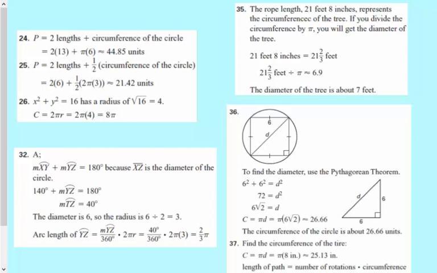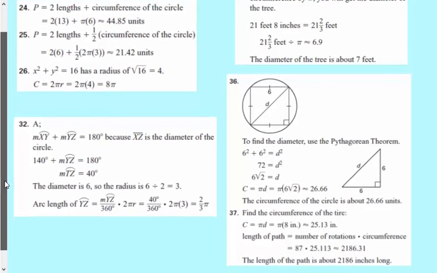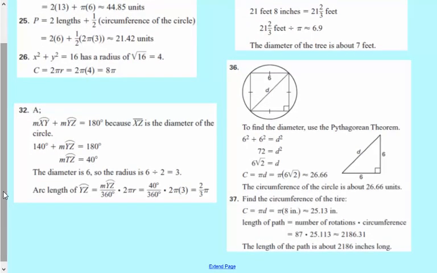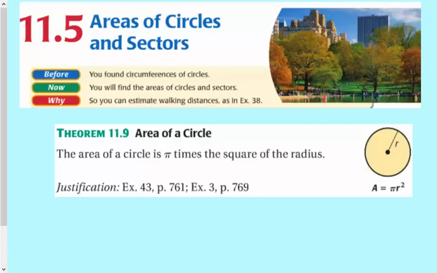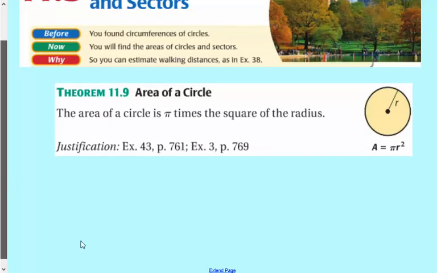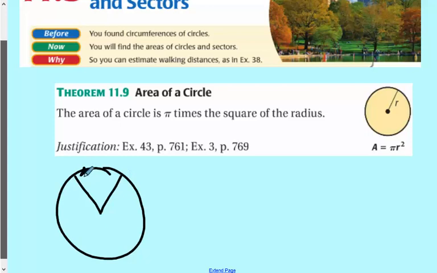The difference today with 11.5 is that we're going to be dealing with what we call sectors and circles. A sector is a percentage of the circle, kind of like yesterday, except we're dealing with area. Basically, here is a sector. The area of the circle is pi r squared. Again, we're going to use the pi button on our calculator. You guys have probably seen this formula before, so I'm not going to spend too much time on it.